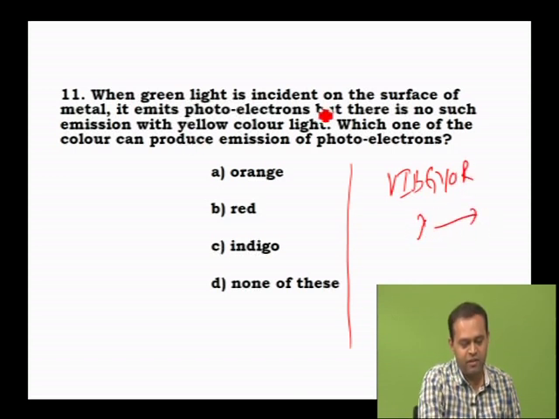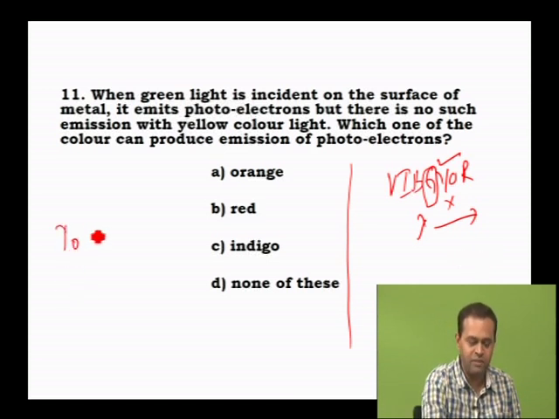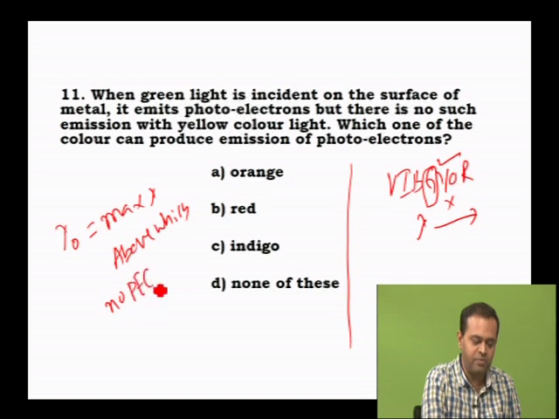What have they given? When green light is incident, it emits photoelectrons. When green is incident, electrons are emitted, but there is no such emission when yellow color is incident. I told what is meant by threshold. I told about threshold frequency. Now what is threshold wavelength actually? Threshold wavelength is the maximum wavelength above which no photoelectric emission takes place.